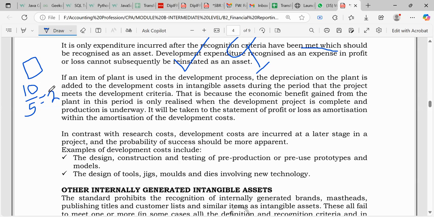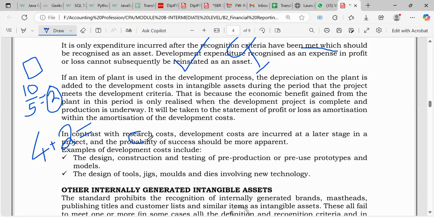Instead of going and taking this as an expense, you do like what we did with borrowing costs eligible for capitalization. Instead of taking it to profit or loss, we added borrowing cost to the non-current asset, right? So we are going to do the same here. You take this depreciation and add it to the cost of development. So if you had incurred 4 million already, you would have to add the 2 million. So that's how the double entry would have gone.